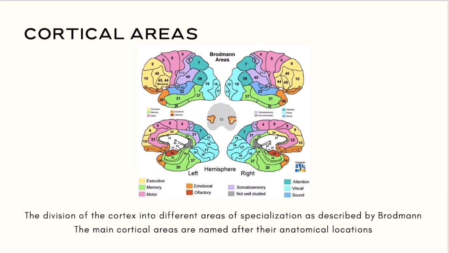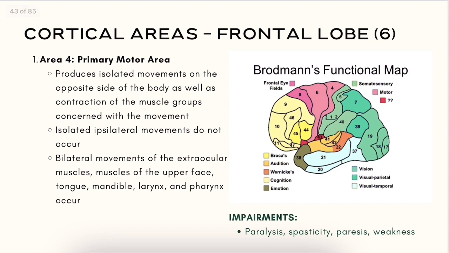Okay, so the way we're going to talk about the cortical areas is as divided by the lobes. So we're going to talk about first the Brodmann areas that are found within your frontal lobe, parietal lobe, temporal lobe, and so on. Our cortical areas are divisions of the cortex into different areas of specialization as described by Brodmann. The main cortical areas are named after their anatomical locations. We'll talk about first our primary motor area. So we're going to start with everything in the frontal lobe. We'll talk about 6 Brodmann areas in the frontal lobe.